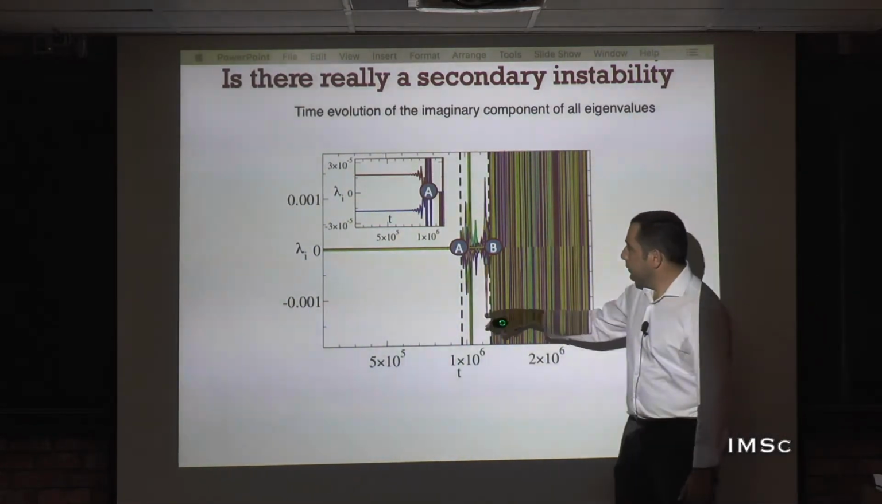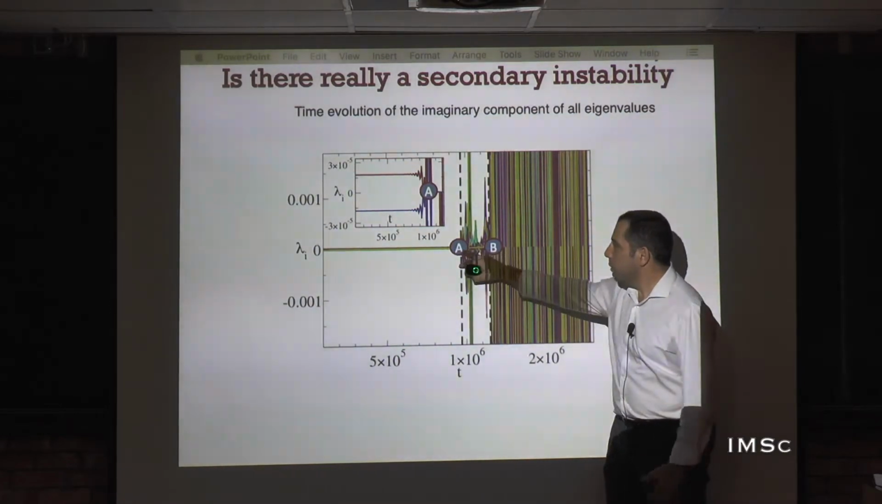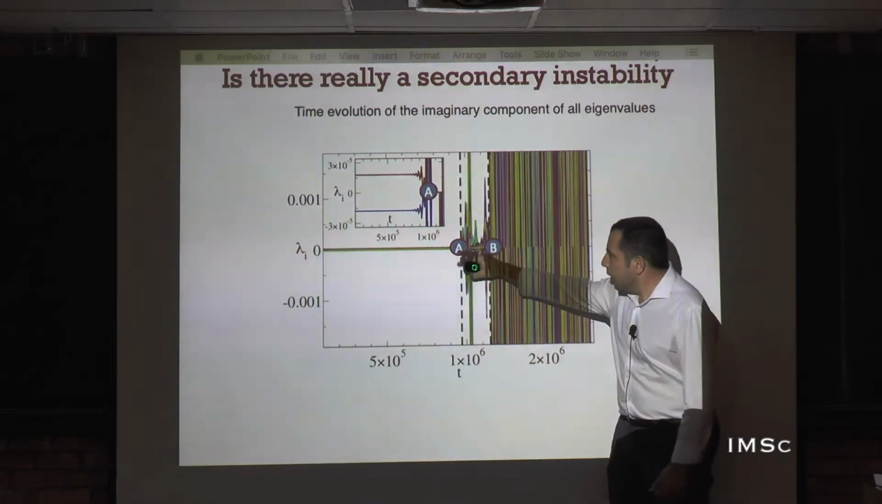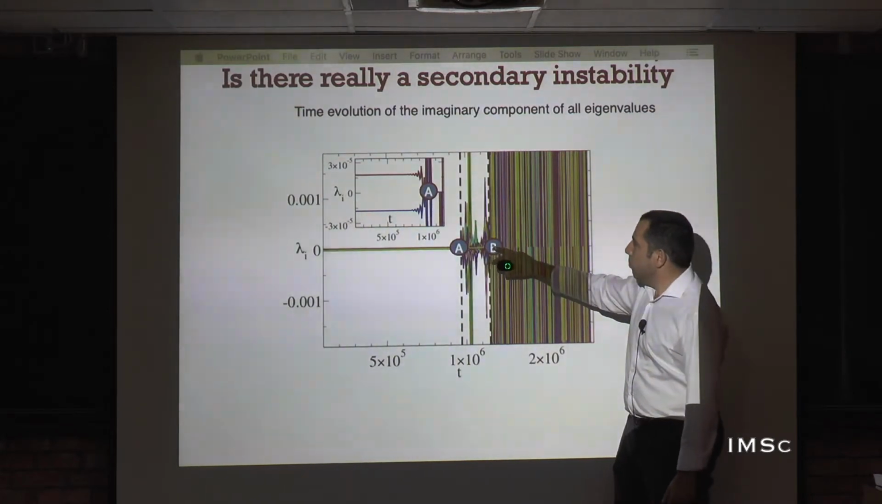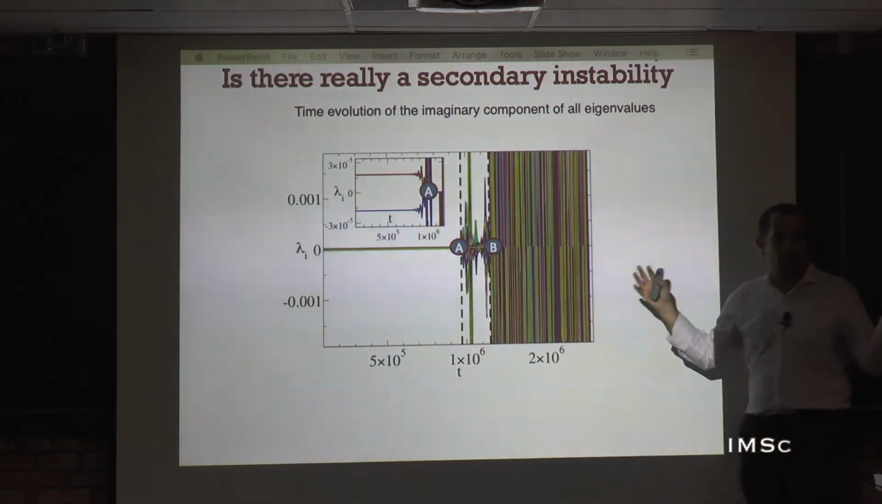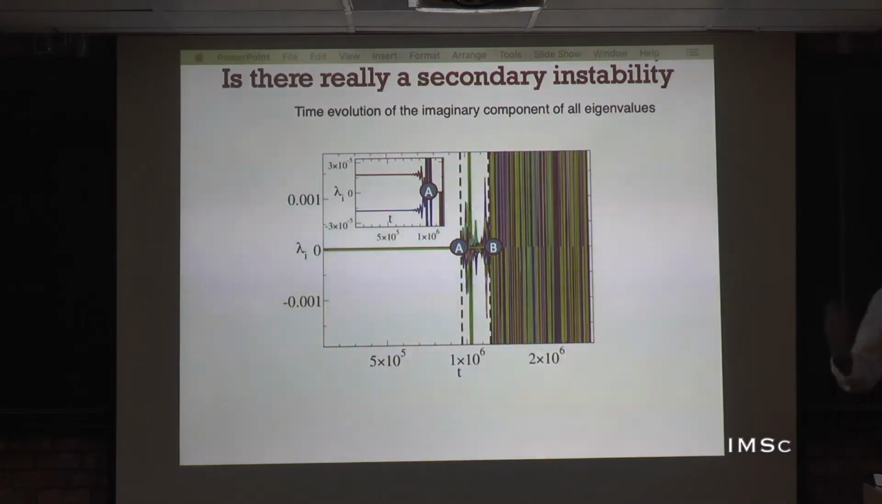And what you see is that after this point, in this plateau regime of the mean square displacement, you will have some complex eigenvalue, but then at some point you have a burst of complex eigenvalue. So the system becomes macroscopically unstable. You have a lot of unstable directions in phase space.